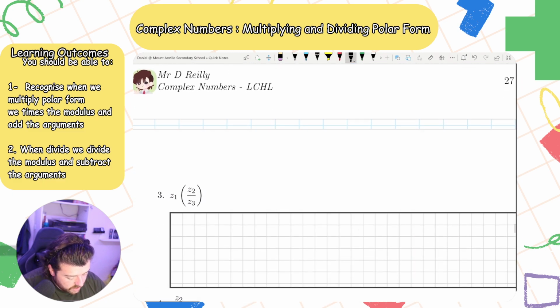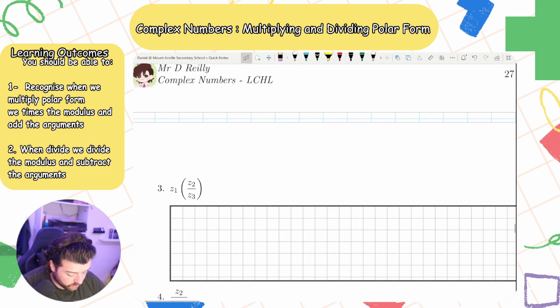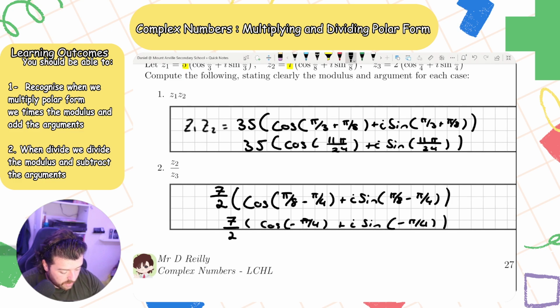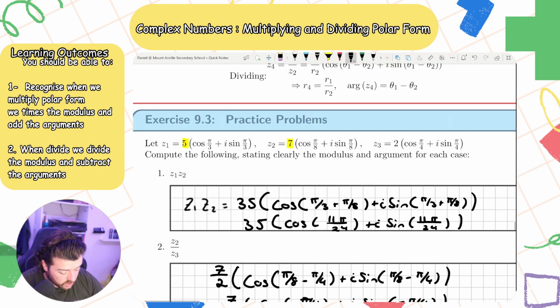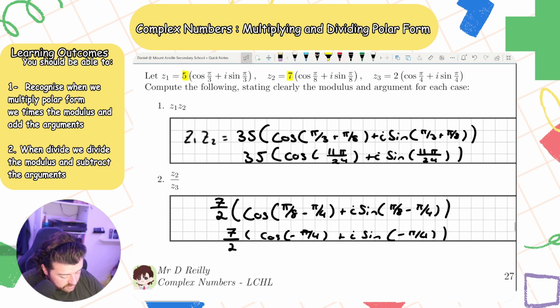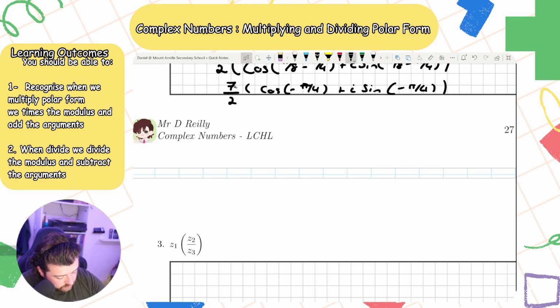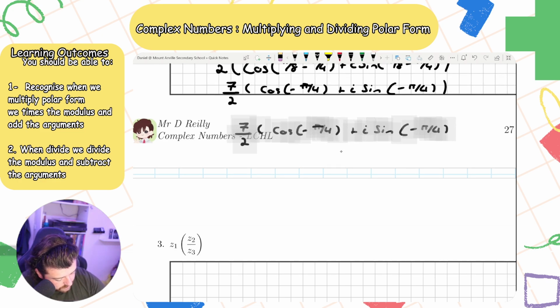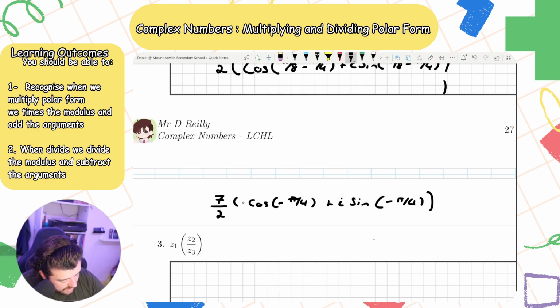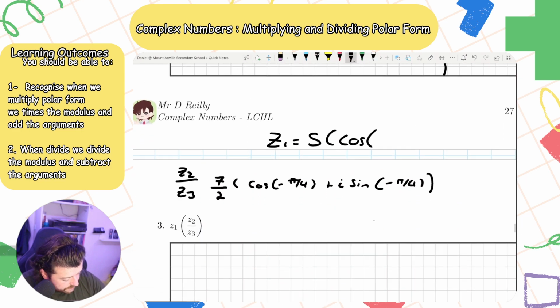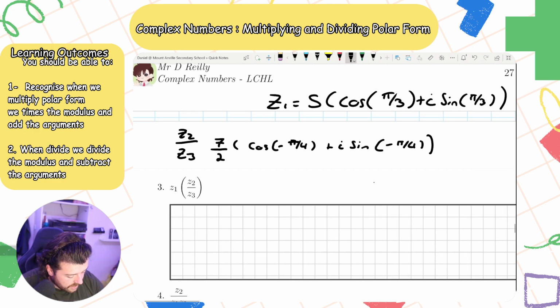Next one is going to be Z1 times Z2 over Z3. So I am now multiplying Z1 by my previous result. So let me just take down my previous result here to show you. In front of us, that's Z2 over Z3. And recall Z1 is equal to 5 times cosine pi over 3. Right, so multiply these together.